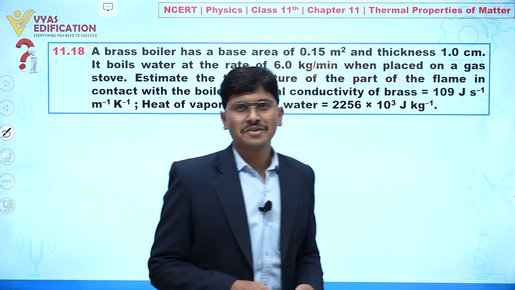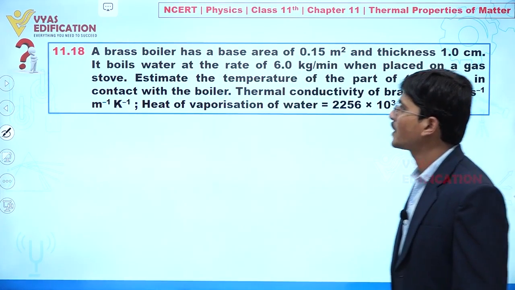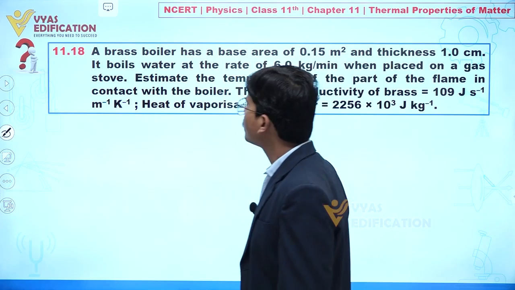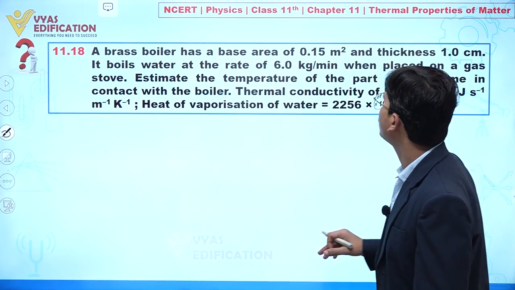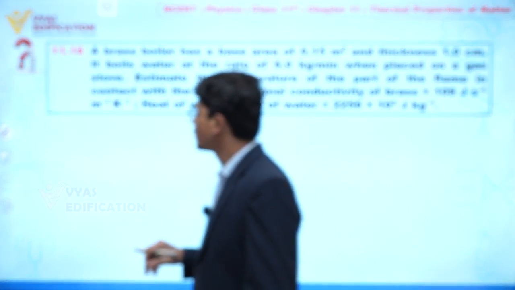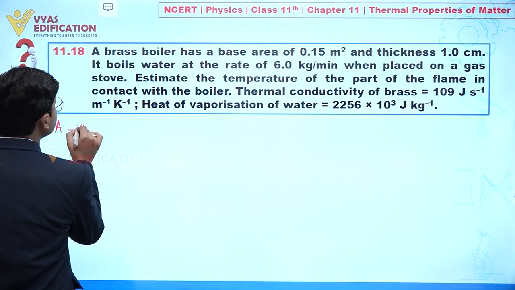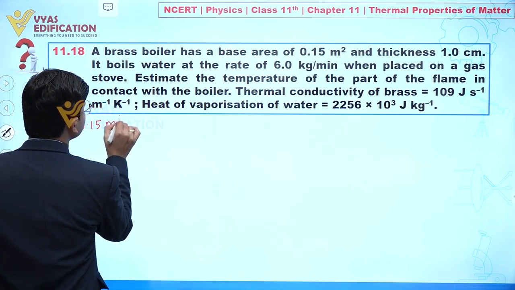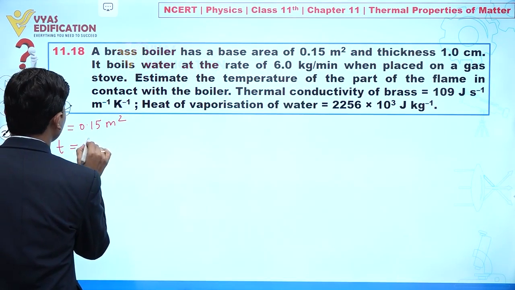Now student, we are going to discuss question number 11.18. In this question it is given that a brass boiler has a base area of 0.15 meter square and thickness 1 centimeter. So area is 0.15 meter square, and thickness is given, this is 1 centimeter.